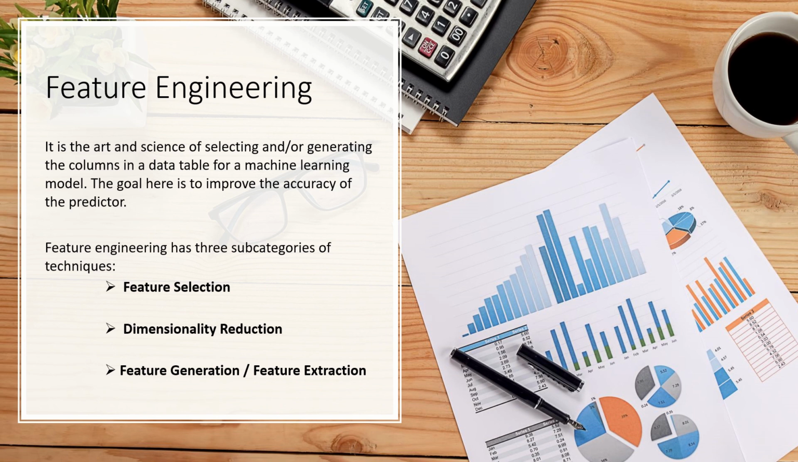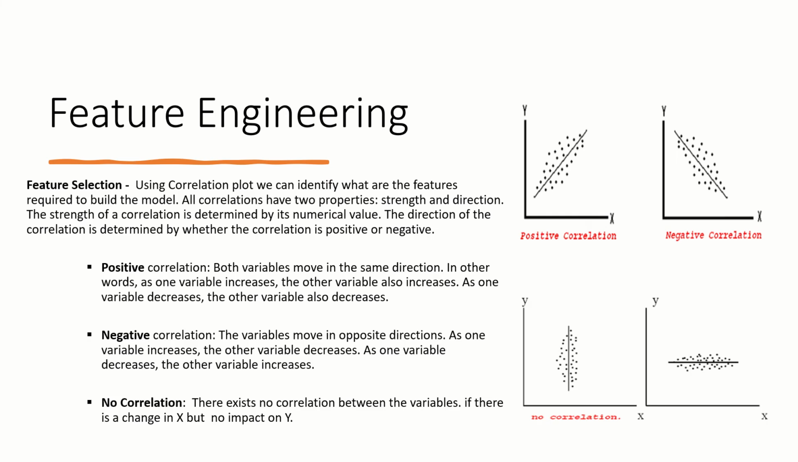The final topic that we'll be looking at is feature engineering. This is the art and science of selecting or generating the columns in a data table for a machine learning model. The goal is to improve the accuracy of the predictor. The subcategories of feature engineering are feature selection, dimensionality reduction, feature generation, or feature extraction.